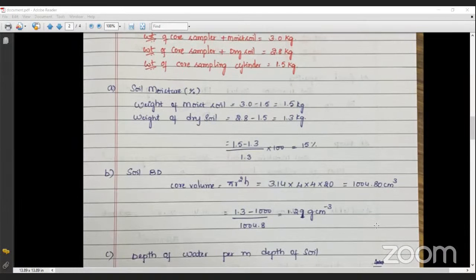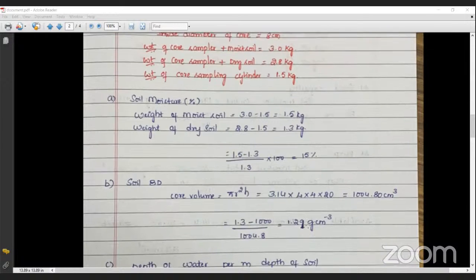Then what is the formula to calculate bulk density? Bulk density is the weight of the dry soil, 1.3, minus 1000, divided by the core volume. On average, we take 1.3 minus 1000 divided by 1004.8. Here we have to consider 1004.80 cm cube as the core volume. That will give 1.29 gram per cm cube.